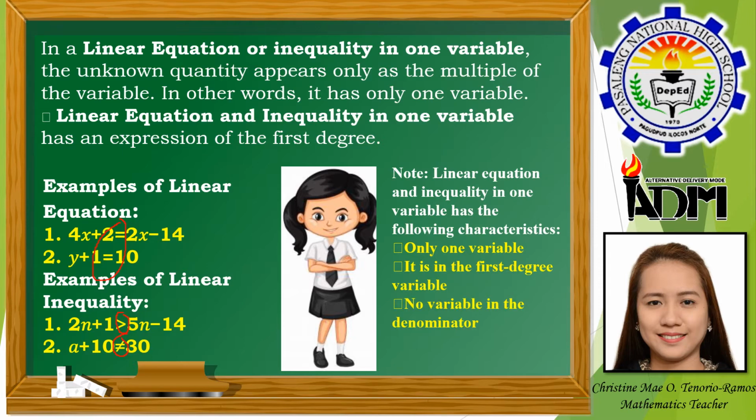And then next, no variable in the denominator. So, we have two parts of a fraction, the numerator and the denominator. Dapat hindi nakalagay yung variable sa denominator. And then next, no variable inside the radical sign. So, ganito yung radical sign. Gets? Wala dapat variable sa loob. Okay. Next.